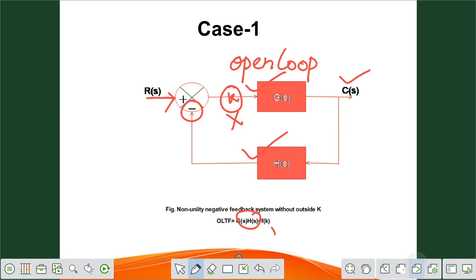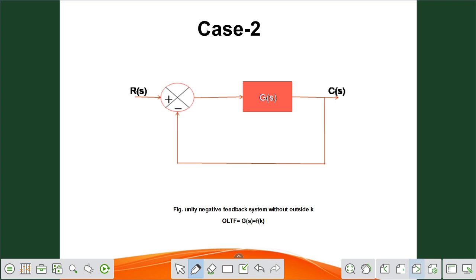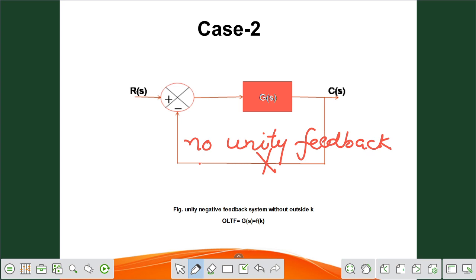In the next case, this is a unity negative feedback system. What is the difference between the two cases? There is no feedback path; there is no unity feedback path. So we can say this is a unity negative feedback system without outside K, which means here we are not representing K outside. And this is nothing but the open loop transfer function, which is also a function of K.